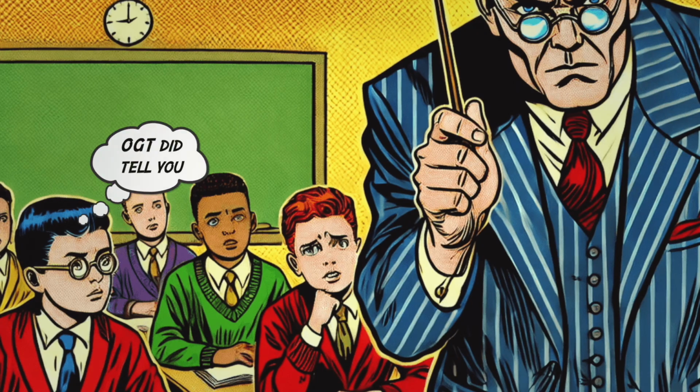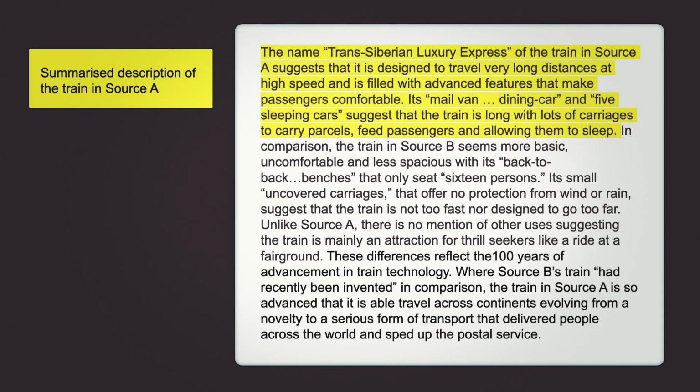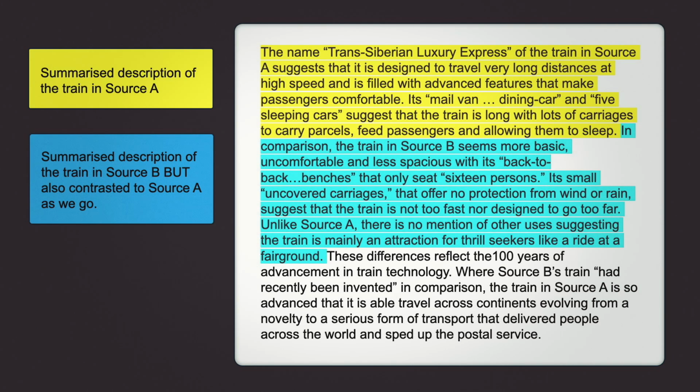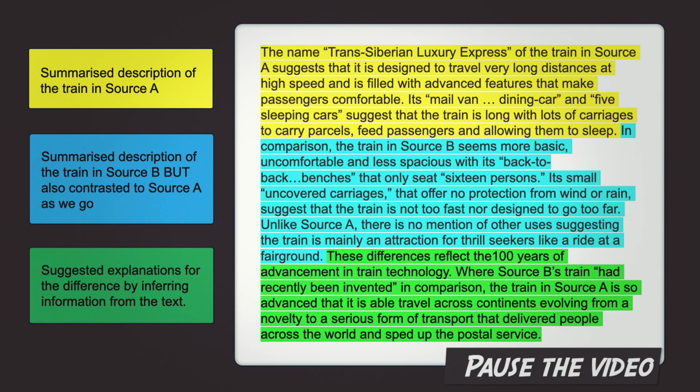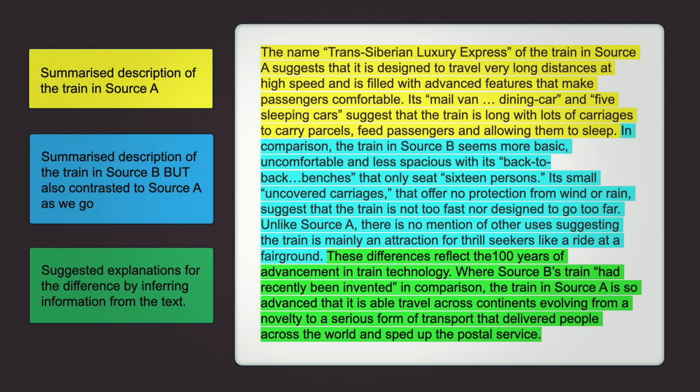Right, let's quickly look at the finished answer. This is the summarized description of the train in source A. This is the summarized description of the train in source B, but also contrasted to source A as we go. And this is the final part that gets you into the higher grades. Any suggested explanations for the difference by inferring information from the text. Now pause the video, read it to yourself, and understand how these 3 different sections work together. And that's the guide to the AQA English Language Paper 2, Question 2.